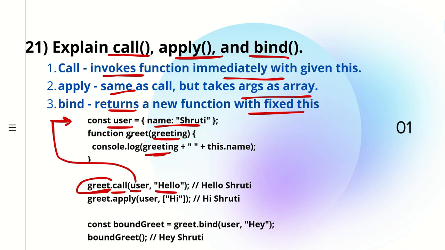Then this greet function is going to get executed. It is going to run console.log greeting. What is the greeting? What did you pass? You passed hello, so hello will get printed here. You can see hello got printed.